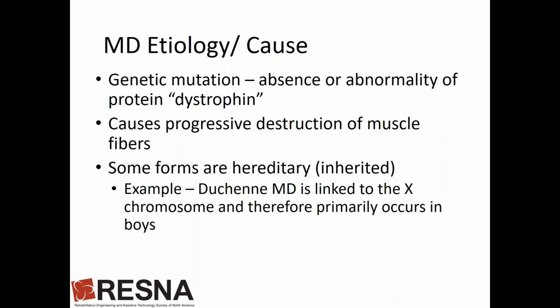So if you go back to that picture, the cause of muscular dystrophy is that genetic mutation, which is the absence or abnormality of the protein dystrophin. And the cause is that progressive destruction of the muscle fibers. And some forms are hereditary, inherited. Like Duchenne's is linked to the X chromosome. So that just summarizes.